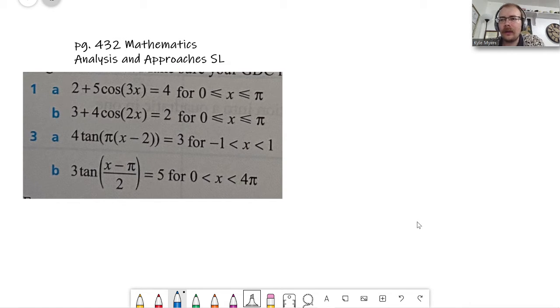So the first one here, 1A, we'll do this one in blue maybe. This one is 2 plus 5 cosine of 3x equals 4. So we have to solve for x and figure out all the x values that would work in the interval of 0 to pi. A couple things. Whenever you have a regular interval, normally your interval is from 0 to 2 pi, or 0 to 360 if they're using degrees. If we go from 0 to 2 pi, that's a whole circle, that's 360.